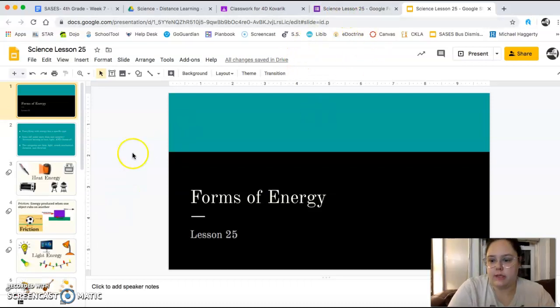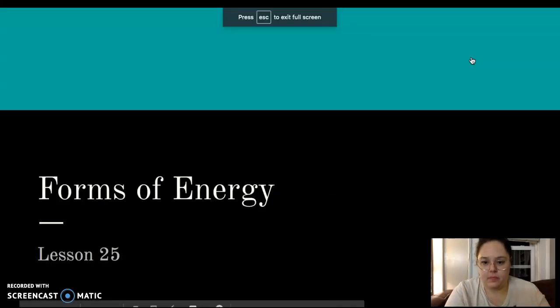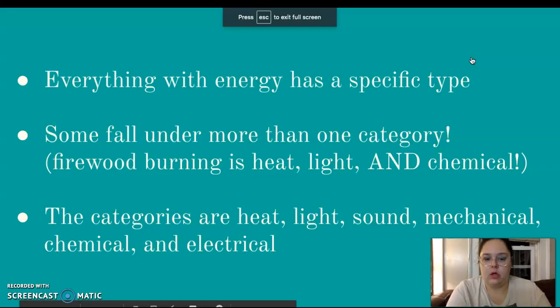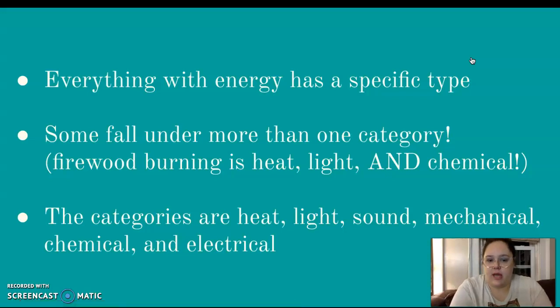So we are going to continue learning about energy, and we're going to go into the specific categories of every type of energy. To start off with, everything with energy has a specific type. Some fall under more than one category. For example, firewood burning is actually heat, light, and chemical.